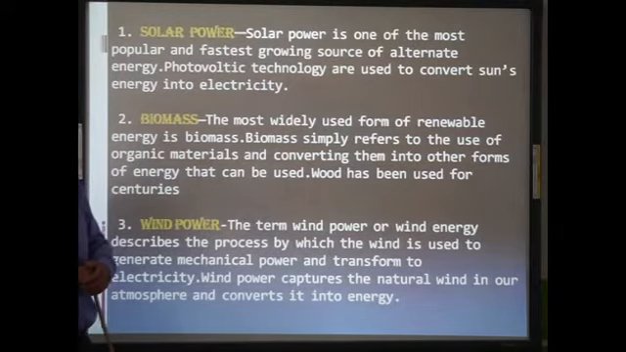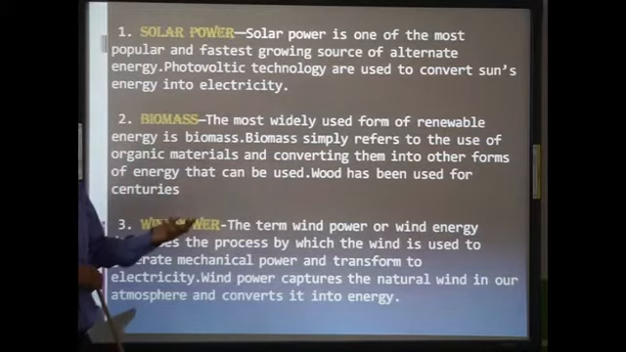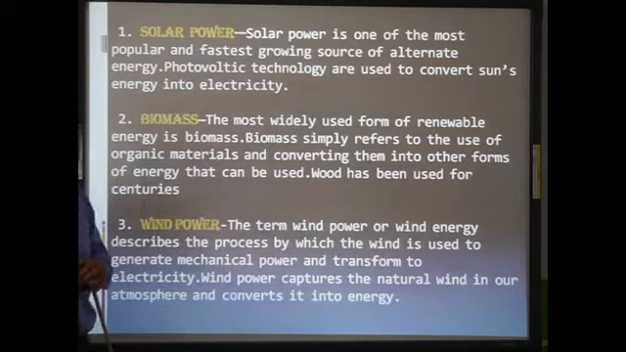Heating and lighting at your homes, boiling water, cooking, and so on. So it can even be used for vehicles and transportation as well, solar energy. Second one is biomass.